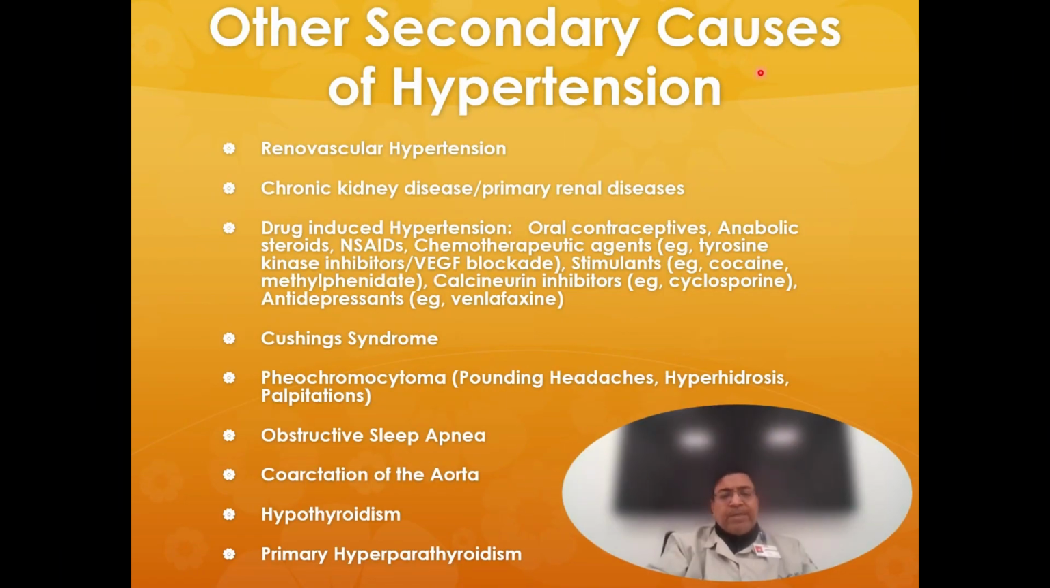Other secondary causes of hypertension, which will not be discussed in this talk, include renovascular hypertension, chronic kidney disease or primary renal diseases, drug-induced hypertension, such as oral contraceptives, anabolic steroids, NSAIDs, chemotherapeutic agents, stimulants such as cocaine, calcineurin inhibitors such as tacrolimus or cyclosporin, and antidepressants, Cushing's syndrome, pheochromocytoma, and typically you should have the triad of pounding headaches, hyperhidrosis, and palpitations, obstructive sleep apnea, coarctation of the aorta, hypothyroidism, and primary hyperparathyroidism.